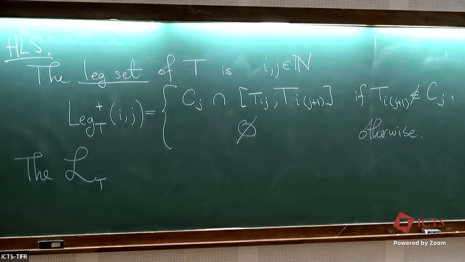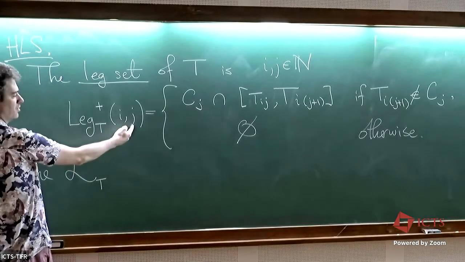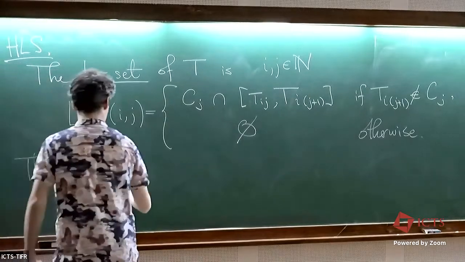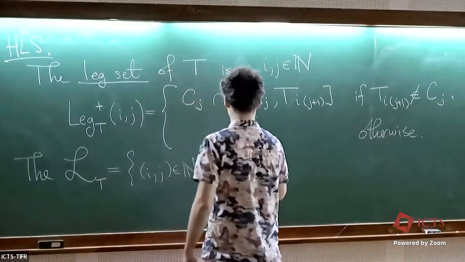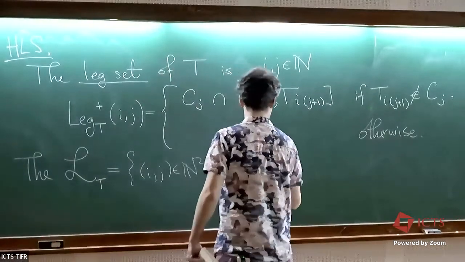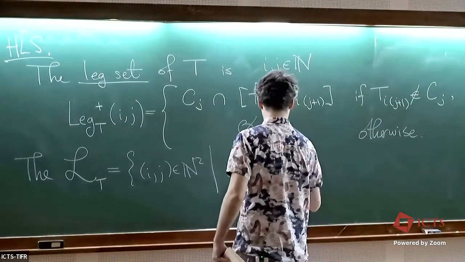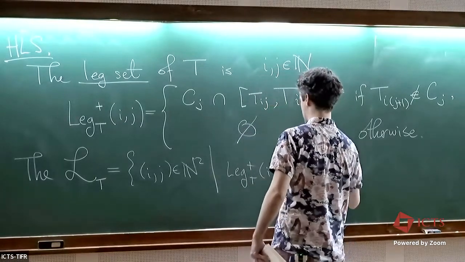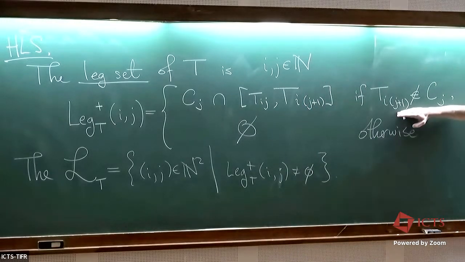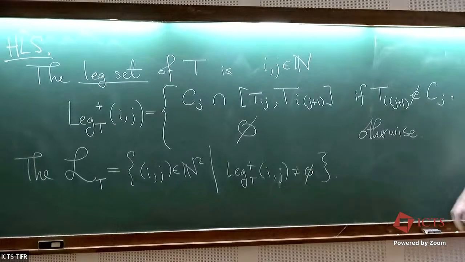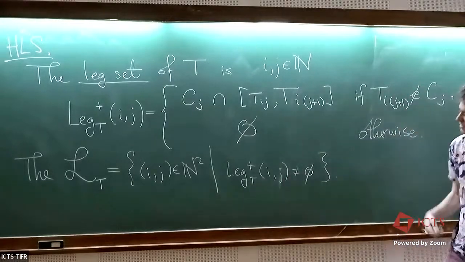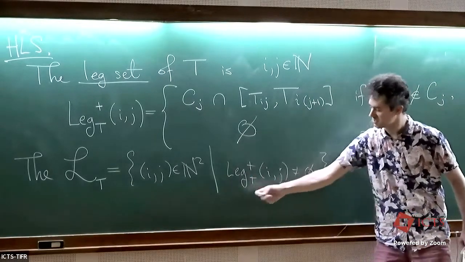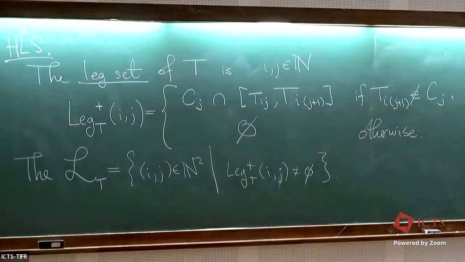L sub T. This is just going to keep track of those I and J's where this is not empty. Okay? Very simple. Just going to keep track of all those I's and J's where leg is not empty. Okay, I could write it differently. Equivalently, I could just put in this condition into here, and that would be okay. But for me, the way you should think about this set right here is that this is just recording those I's and J's where this is not empty. Okay? This will be an important set for this wonderful polynomial.